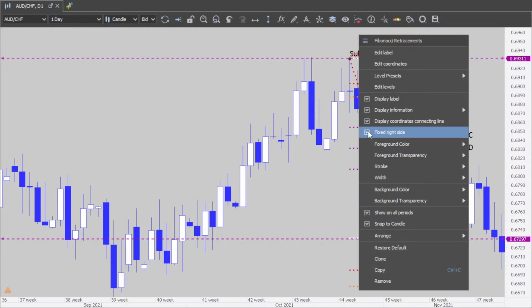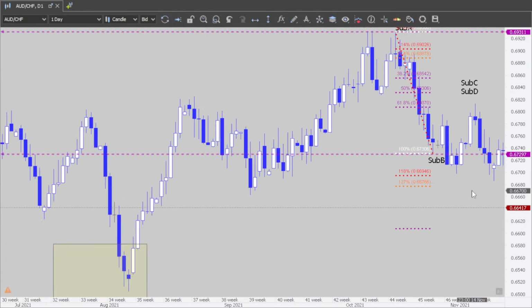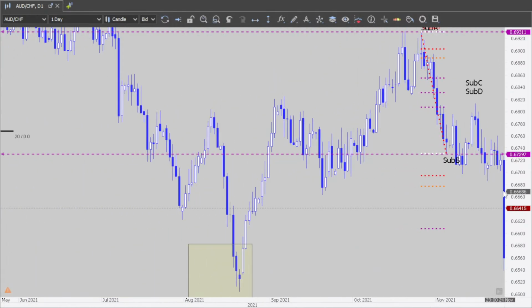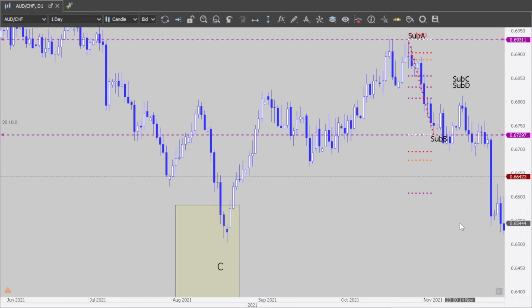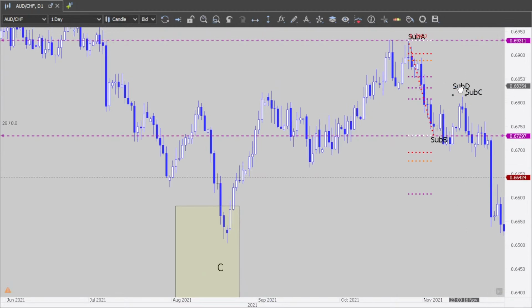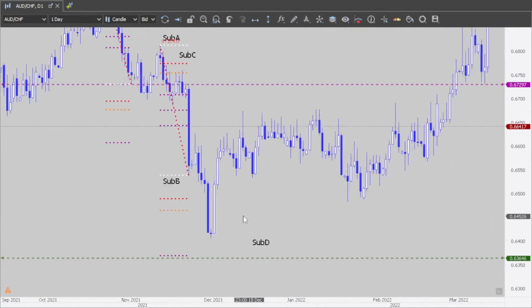We're going to click on fix right side, and where are we? We are here. So 1, 2, there you go. This is our C. This is our sub C, this is our sub D. One more time, we are going to connect. So this is our last Contrarian Fibonacci sequence talking about AUDCHF. Sub D is somewhere down in here, and now this is the market.